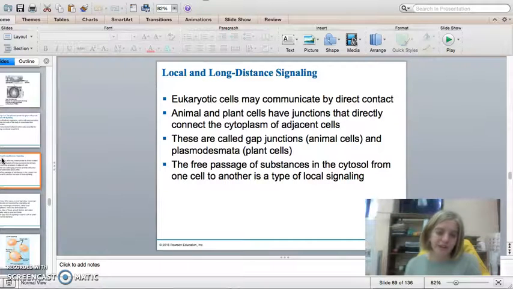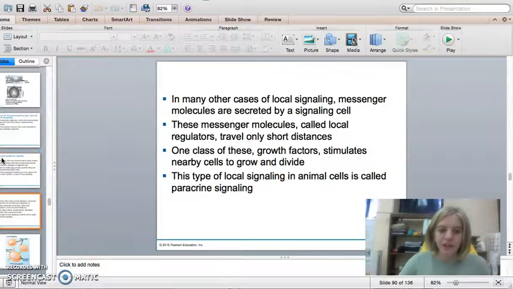Both eukaryotic cells, animal and plant cells, have different junctions that can communicate by directly contacting other cells, and these are called gap junctions in animal cells, and then in plant cells they're called plasmodesmata. So these are basically little spaces where signaling substances dissolve in the cytosol of one cell and they can pass freely to the cytosol of another. And this is one type of local signaling.